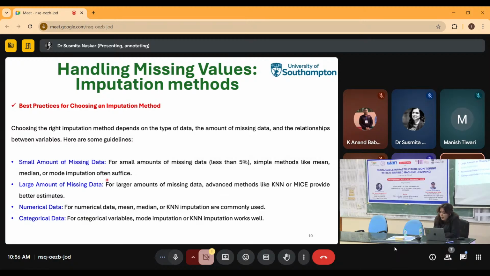And then, as I said, the numerical features are also very, very important. Mean we use for roughly symmetric data. Median we use for outlier-prone data, if there is any outlier or noise. KNN we use when there is a strong correlation with the other predictors, because what we do is take and replace the data with the neighbor's values. So you have to be very, very careful. There has to be some strong correlation in the data, right? Otherwise you cannot use KNN.